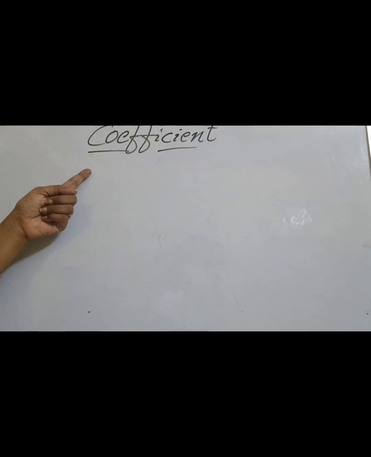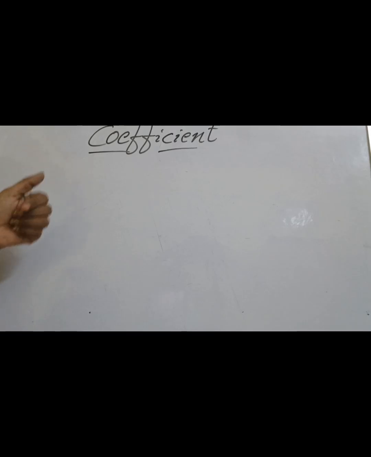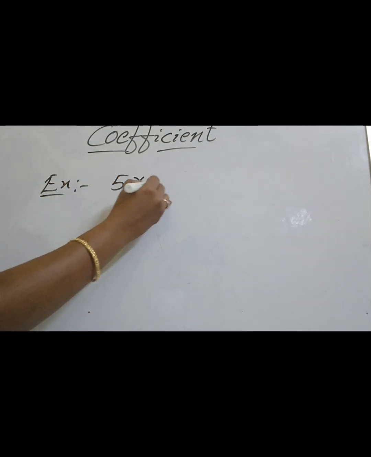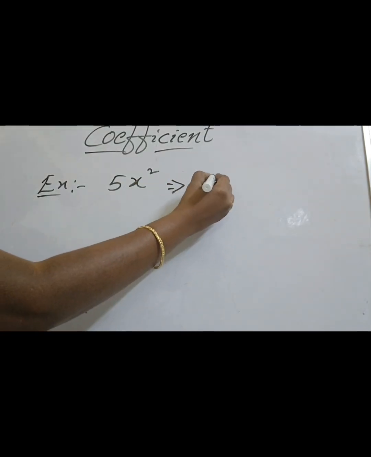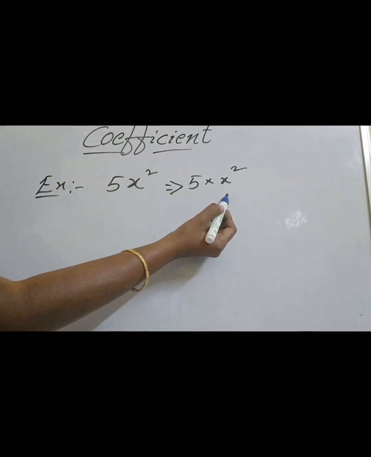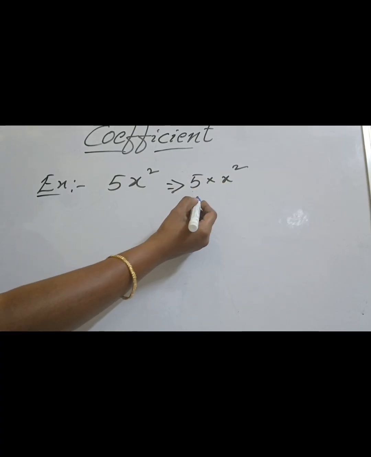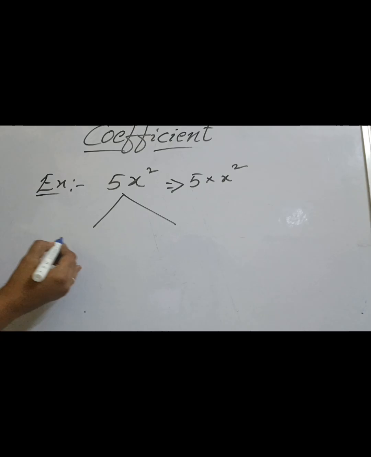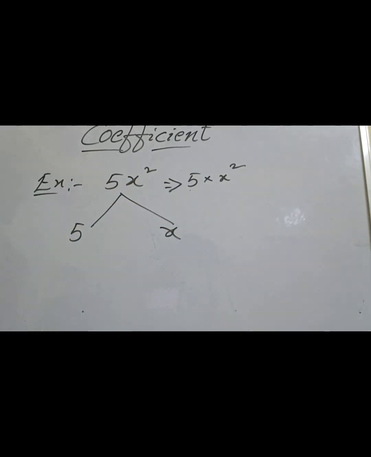Now the next concept is coefficients. What is a coefficient? I will take one example and explain, so you can understand easily. Suppose 5x square. 5x square is nothing but what, children? 5 into x square, right? Can I call 5 a factor of 5x square? And x square is also a factor of 5x square. So what are the factors of 5x square? 5 is a factor of 5x square and x square is also a factor of 5x square, right?